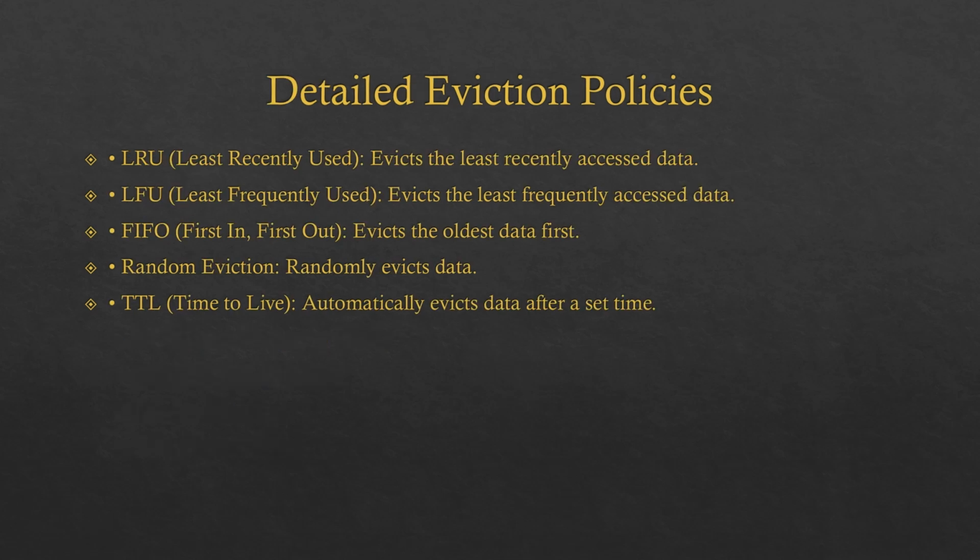Let's dive deeper into these eviction policies. LRU is ideal for general purpose caching where recent data is more likely to be needed. LFU works well in systems where certain data is accessed far more frequently than others. FIFO is simple and effective, though it may not always keep the most useful data. Random eviction can be useful in scenarios where simplicity is key. TTL ensures that cache data does not grow stale and is particularly useful for time-sensitive data.